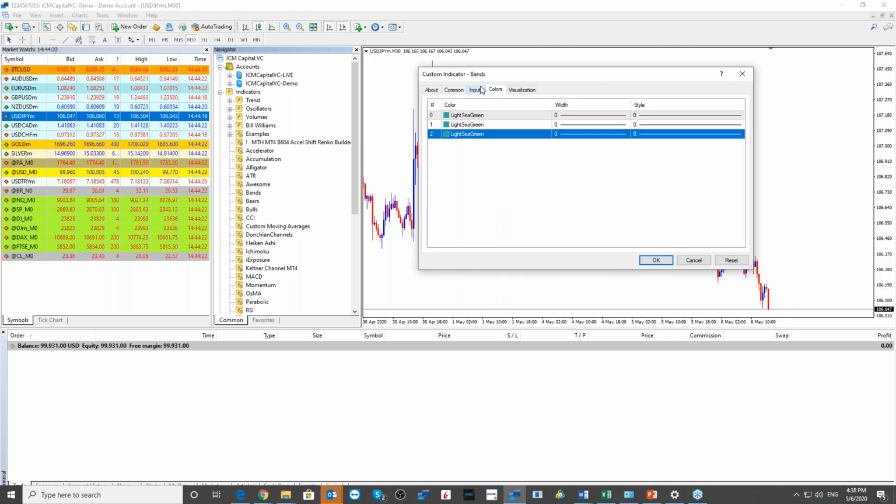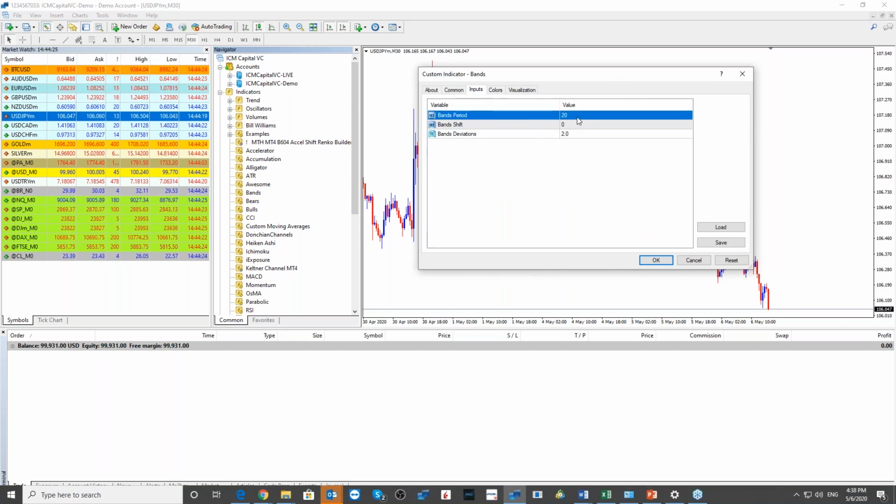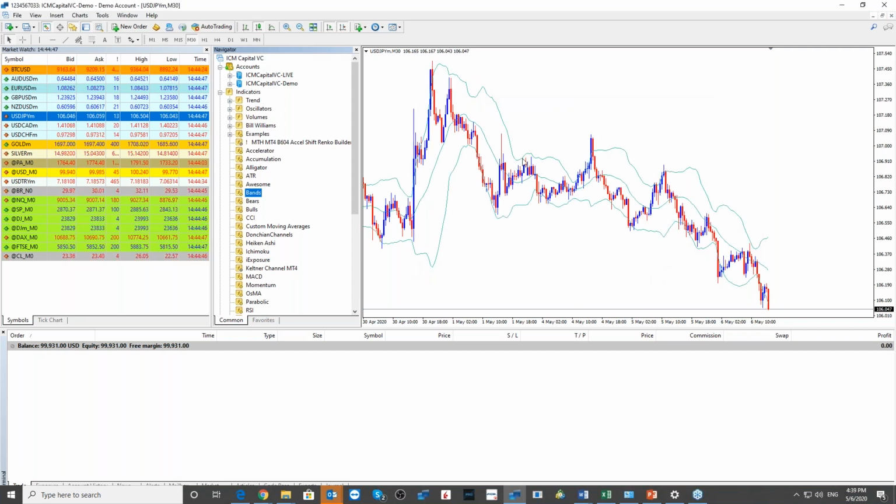So under inputs, we have the bands period, which is the period for the simple moving average, and we have the deviation, that's the one we chose, and you can also shift the bands forward. It depends how many bars you want, you can set bars 5, 10, 20. So if you want to shift the price band, let's apply the normal price bands here, so we can make them thicker.